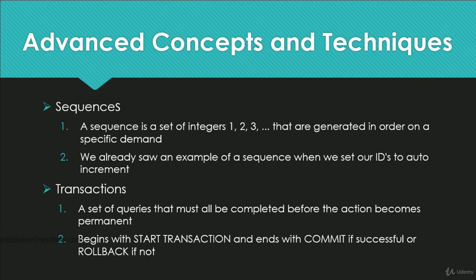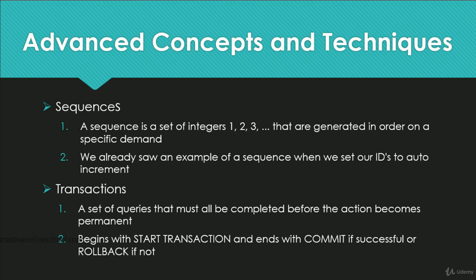A sequence is a set of integers such as 1, 2, 3 that are generated in order on demand. We already saw an example of sequences when we set our IDs to auto-increment in our tables. They go up by 1 automatically. That is in fact the most common type of sequence.